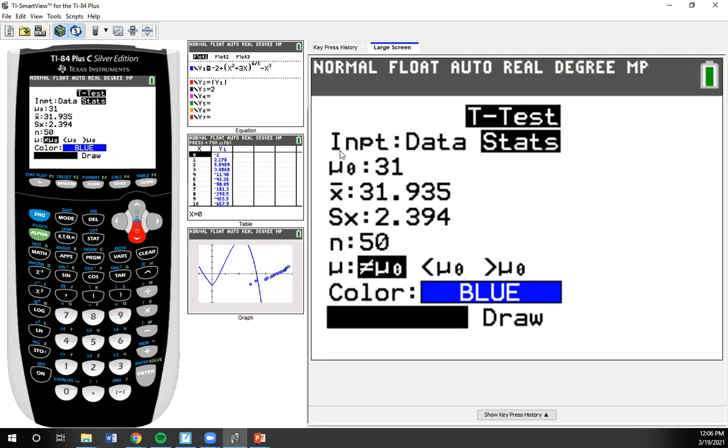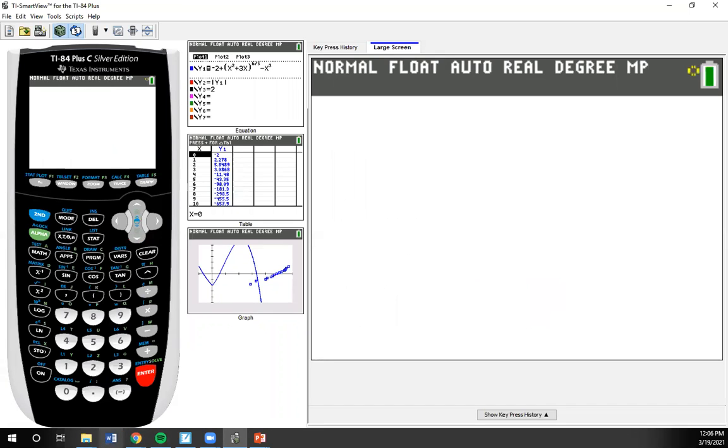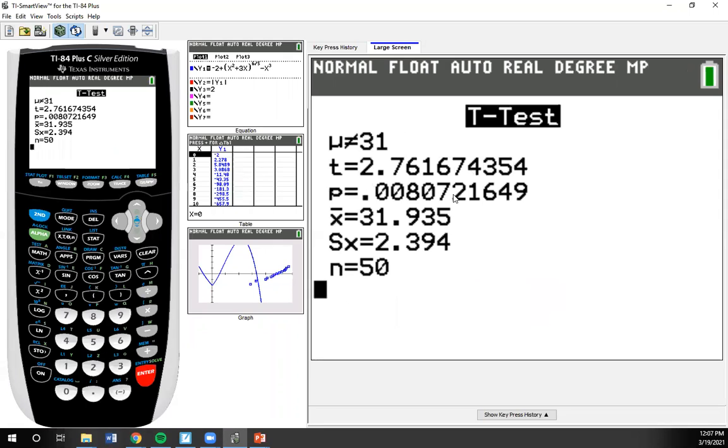So that's what it should look like. You're going to put your mean and standard deviation there. You're going to put your sample size. And our alternative, it's a two-sided test, so we're going to put not equal to. Calculate. There's our t-score and our p-value. So that's the calculator.